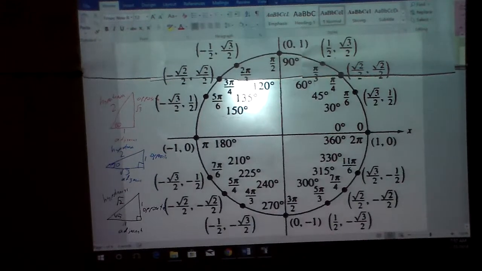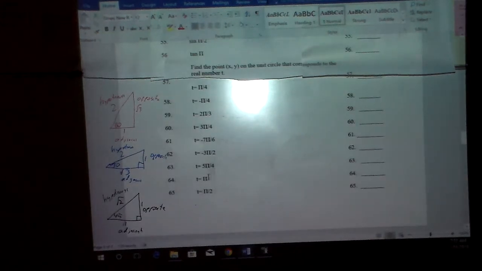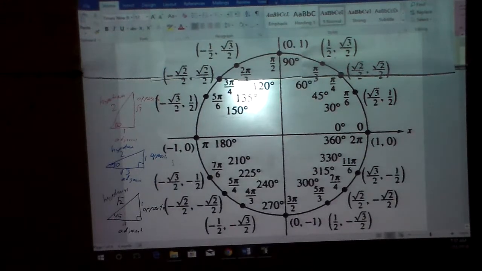The next one's 5 pi over 4. Well, 5 pi over 4 is right here. Notice I'm talking about the point negative square root of 2 over 2, negative square root of 2 over 2. They're both negative. And what do we have here? We have pi. Well, pi is right here, so there's pi. It's negative 1, 0.